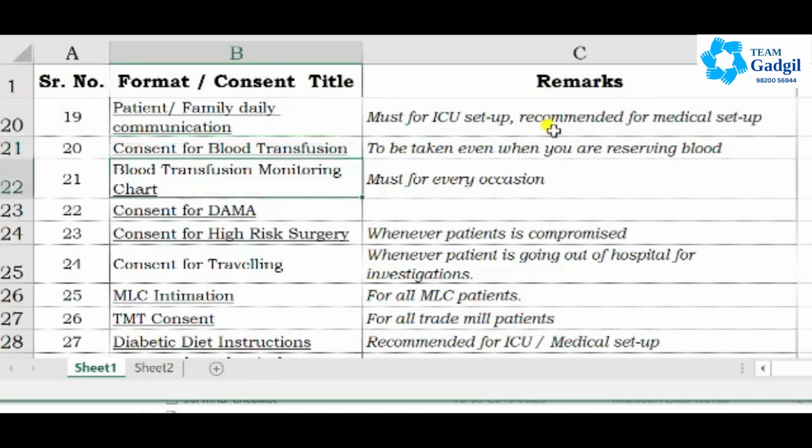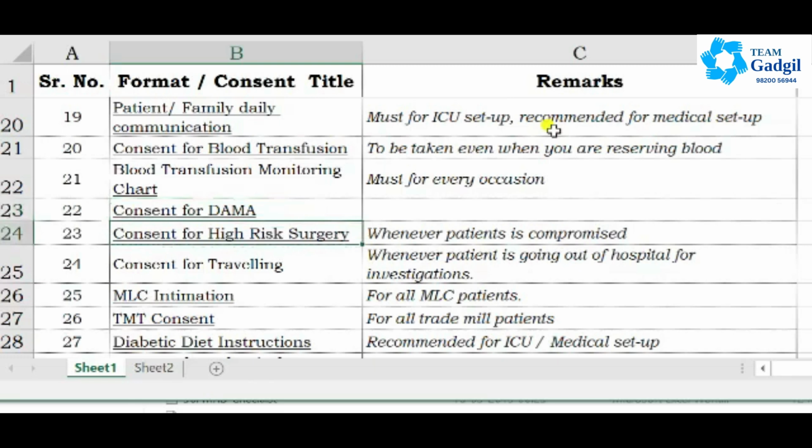Blood transfusion and blood monitoring absolutely required. Even if you are reserving blood for surgery, please get the blood transfusion form signed by the patient. Consent for DAMA, yes, required. This needs to be signed by the concerned patients and their relatives.